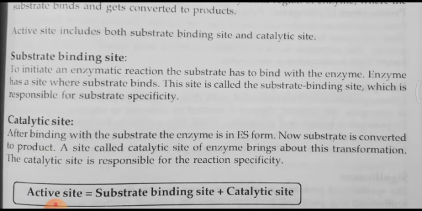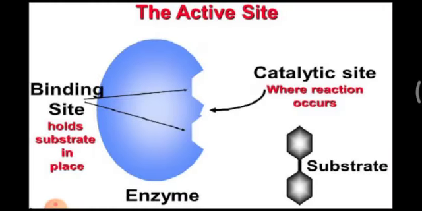So in the end, you can see the active site has two important sites. One is called the substrate binding site and another is called the catalytic site. The substrate binding site is for the attachment of the substrate, and the catalytic site performs the reaction. So this is about the active site of enzymes. Again, in this illustration, the enzyme is in blue color and a particular area of the enzyme where the substrate binds is called the active site. It contains two areas. One is called the binding site and another is called the catalytic site.